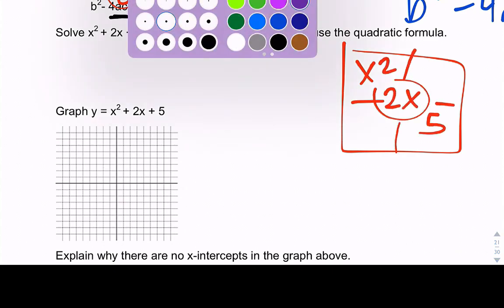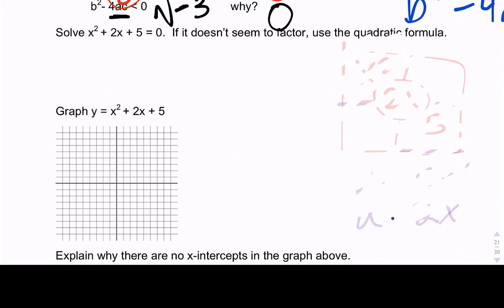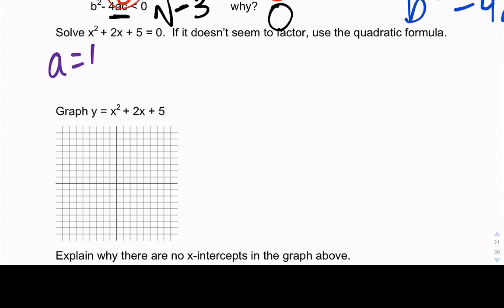All right, what multiplies to 5x squared that adds to 2x? The only factors of 5 are 5 and 1. So this one, again, it says doesn't seem to factor. No, it doesn't. So let's use the quadratic formula and see what happens. So here we have a is 1, b is 2, c is 5.